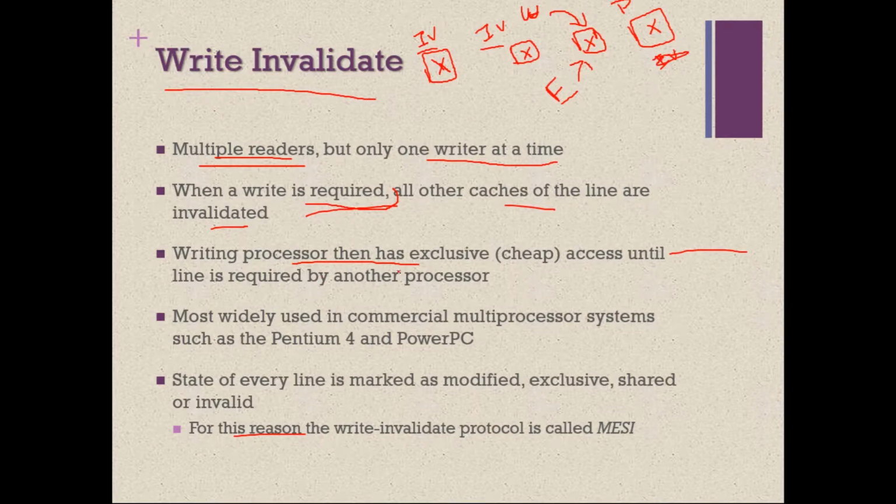So the writing processor will get exclusive access to the line until that particular data is required by another processor. This write invalidate approach is mostly used in Pentium 4 and PowerPC systems.